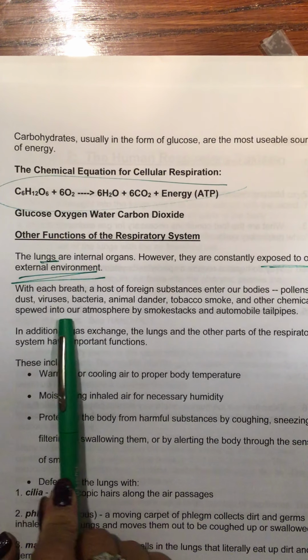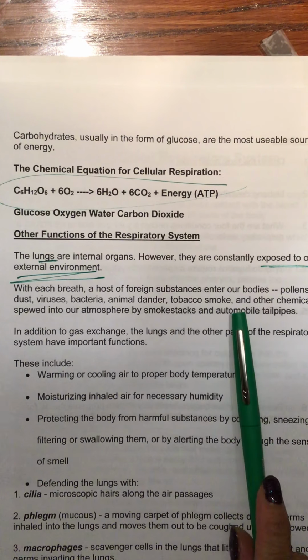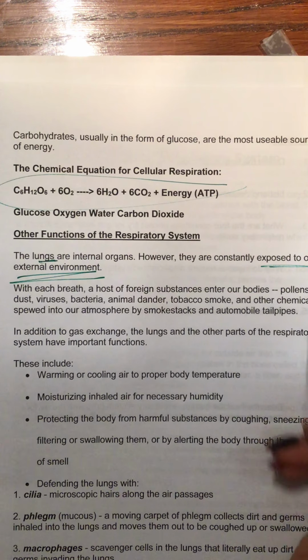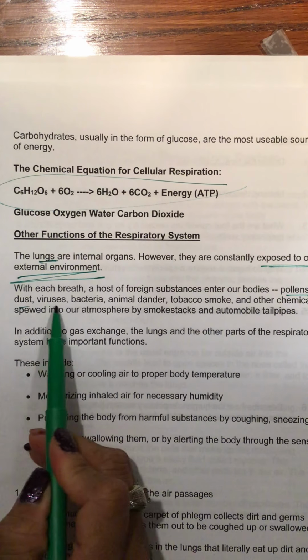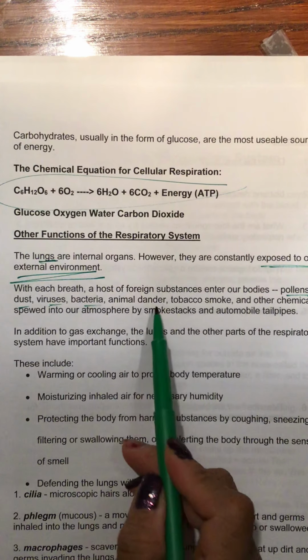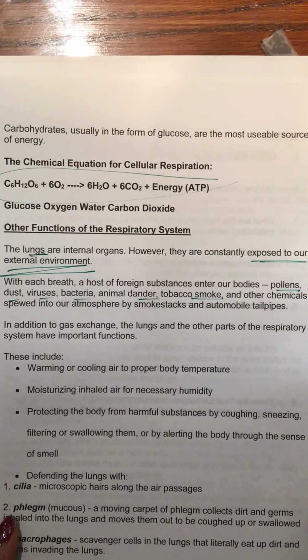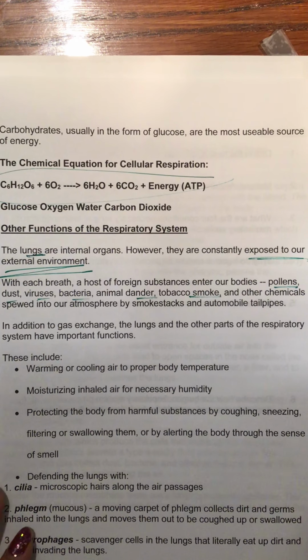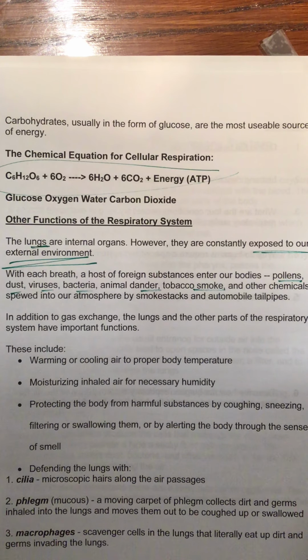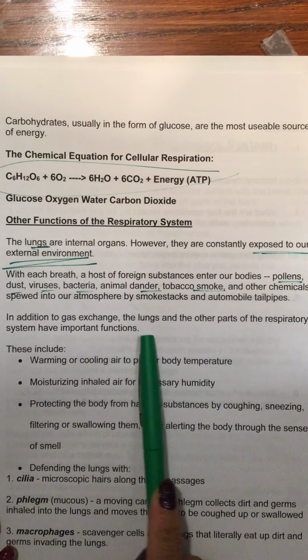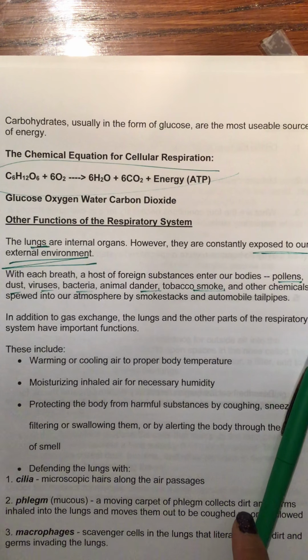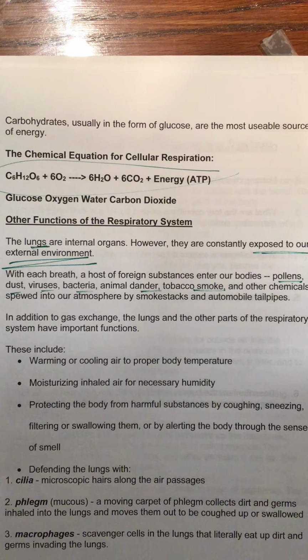So with each breath, a host of foreign substances can enter our bodies. Things like pollen, dust, viruses, bacteria, animal dander, tobacco smoke, and other chemicals in our atmosphere from smokestacks, automobile tailpipes, and whatever is in the air. And so in addition to gas exchange, the lungs and other parts of the respiratory system have important functions.